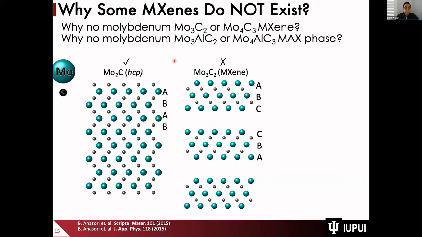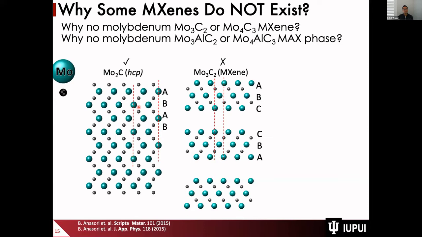If you look at the bulk structure, if this is a bulk molybdenum carbide powder that we can buy from any chemical company, the molybdenum carbide powder in the HCP form has an ordering of ABAB in the molybdenum planes. Now, if you look at the Mo3C2 block in a MAX or MXene, they keep the same structure in both. We have an ordering of ABC, ABC for molybdenum planes. The same applies for Mo4C3.